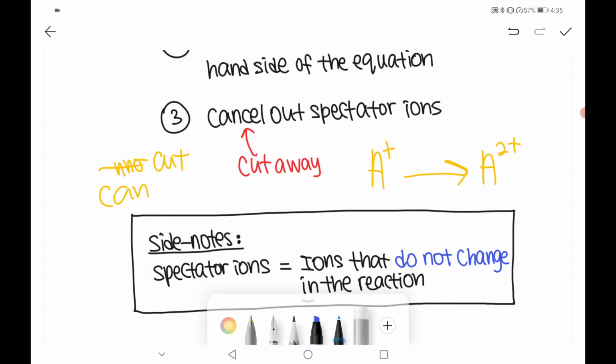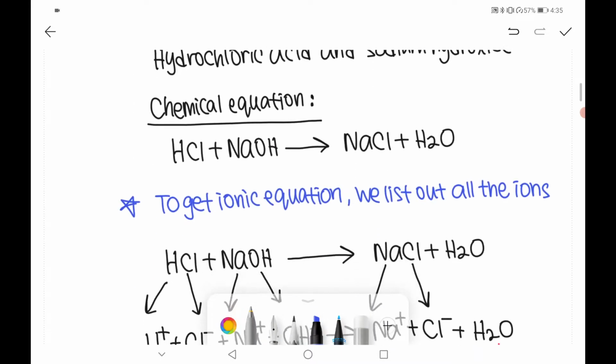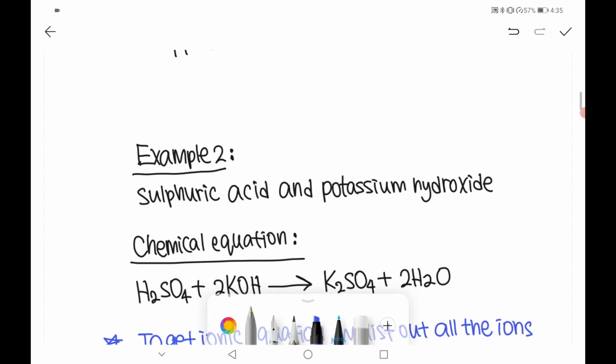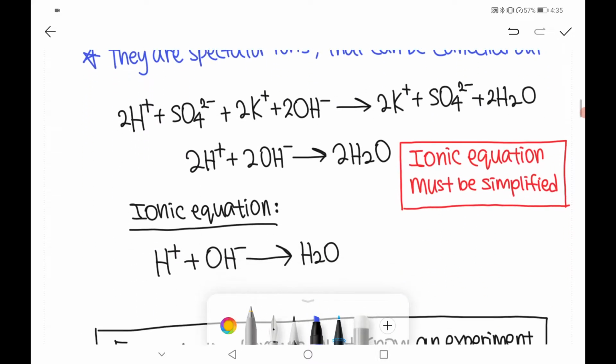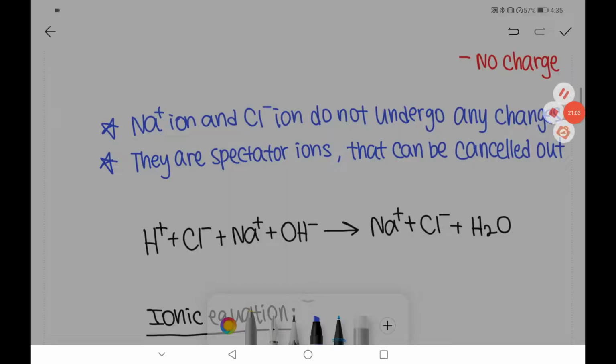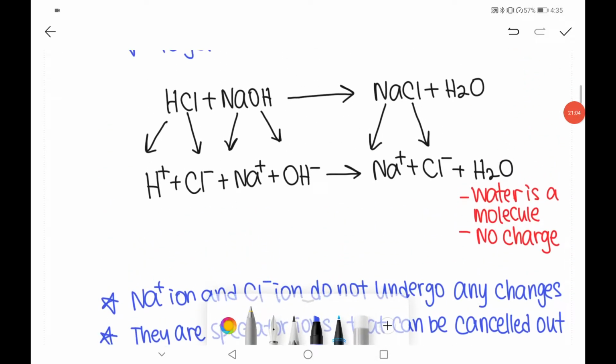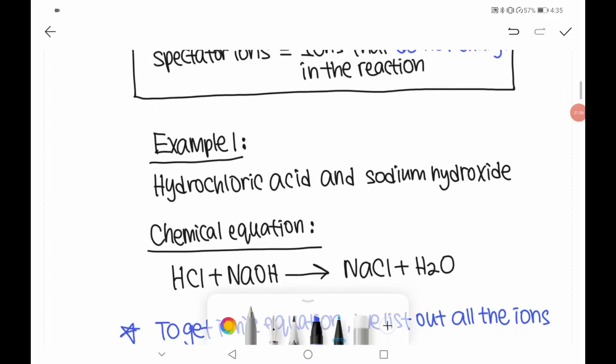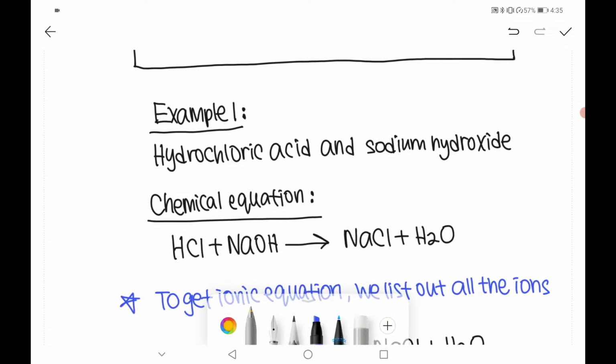So you might feel a little bit confused now, which is normal. The best way is that I will show you using examples. I will use 2 examples to show you how to get the ionic equation. So let's do the first example together.